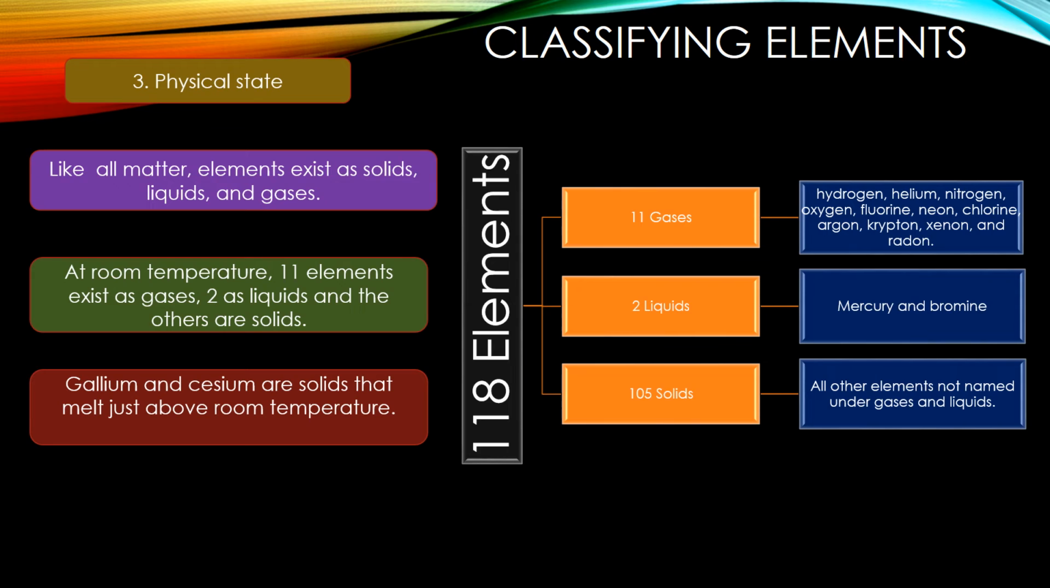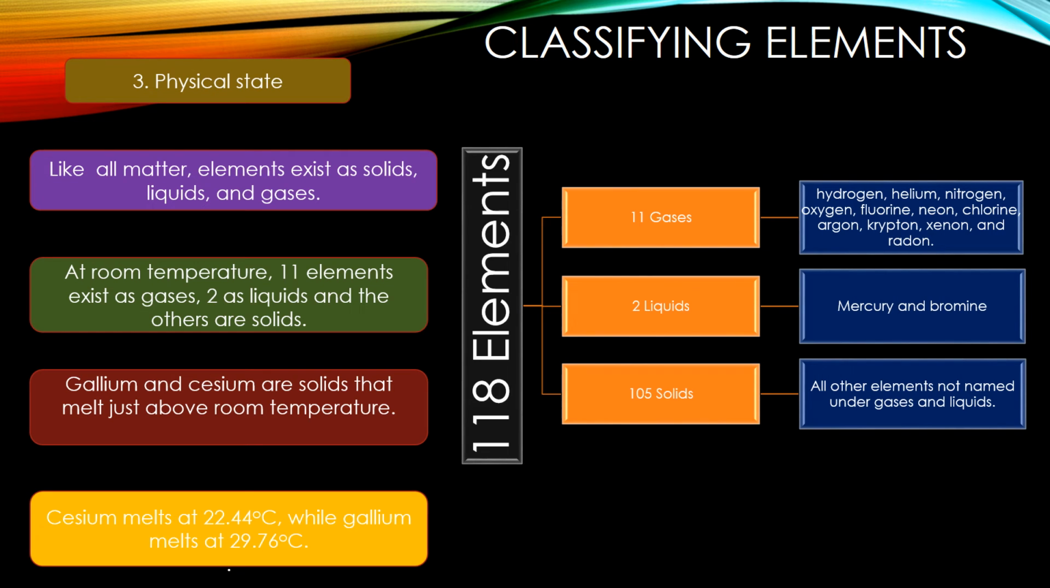Gallium and cesium are solids. However, they melt just above room temperature. Cesium melts at 22.44 degrees Celsius, while gallium melts at 29.76 degrees Celsius. This means that if you're in the tropics, you will almost not have these two elements as solids because room temperature is often high in the tropical region.